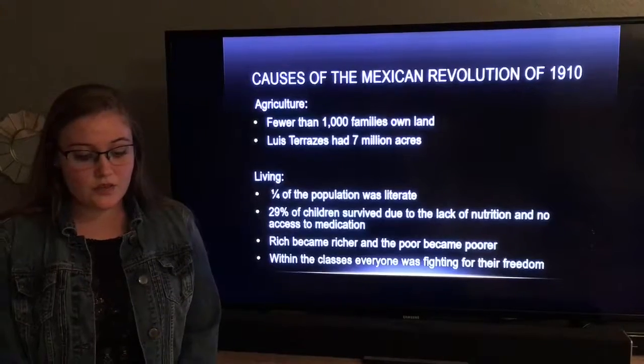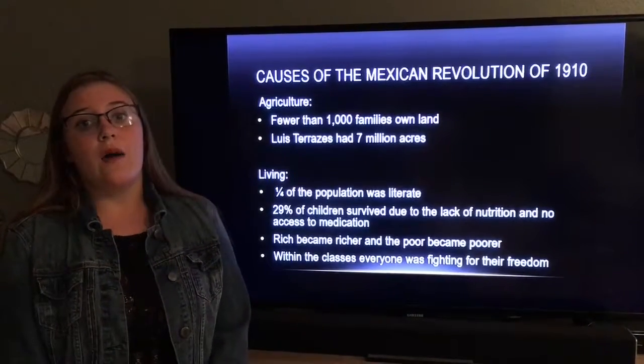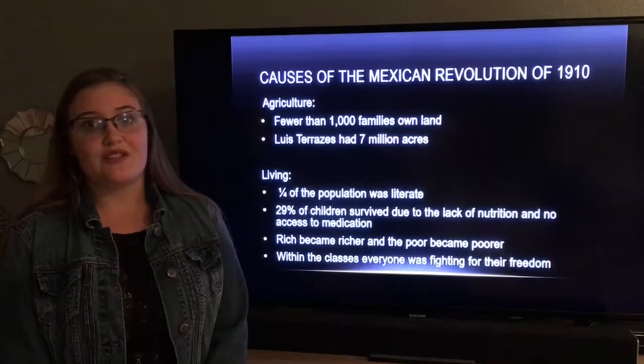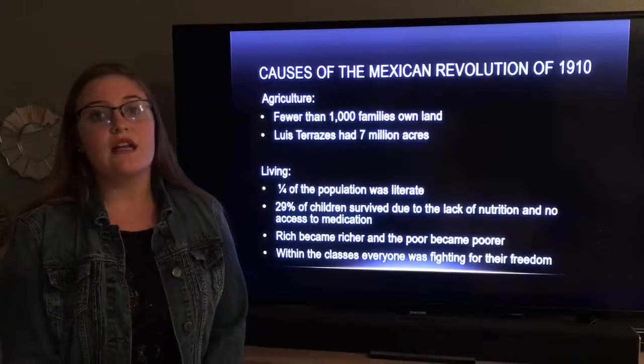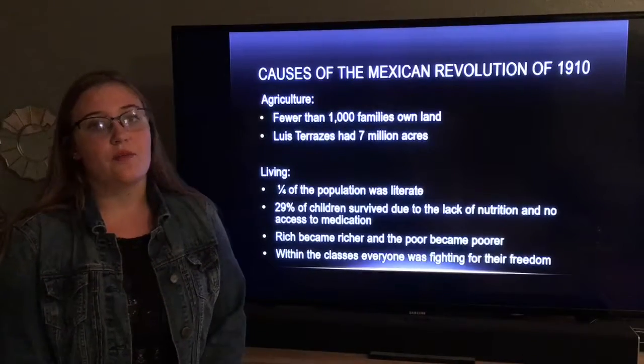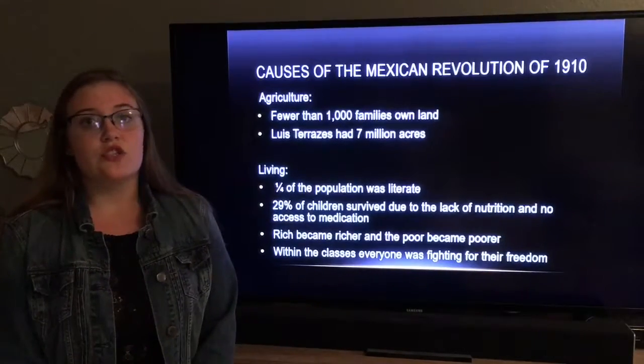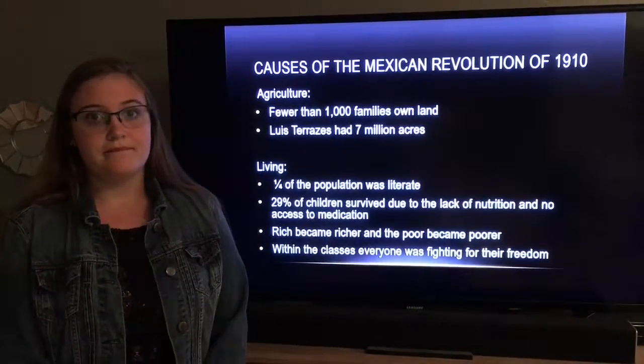For the living conditions, only one quarter of the population was literate, and only 29% of children lived, due to the lack of nutrition and no access to medication. The rich became richer and the poor became poorer. And overall, all the classes just wanted to have their own freedom.